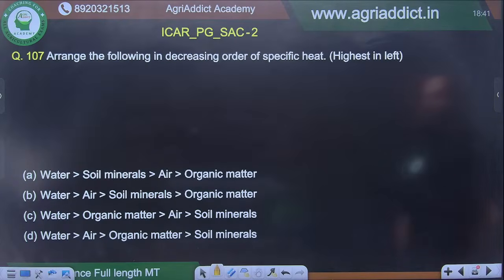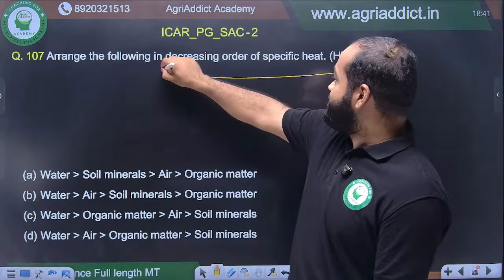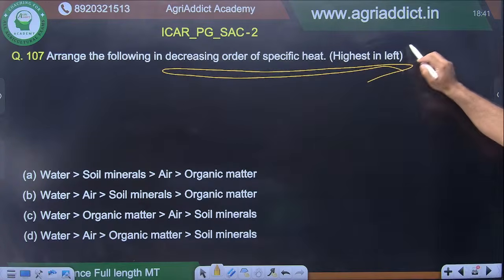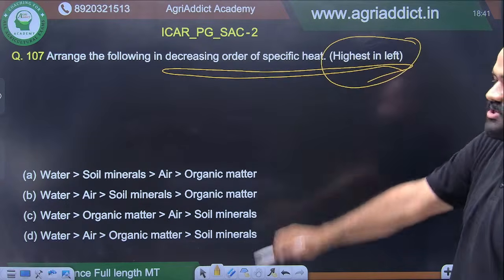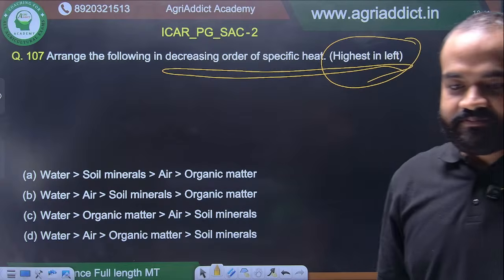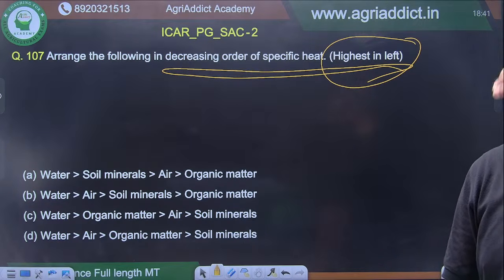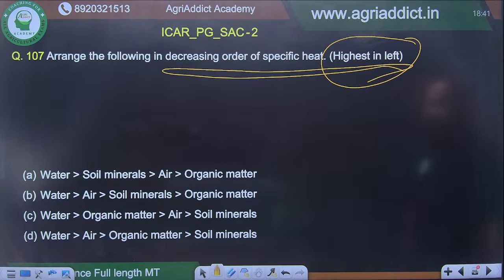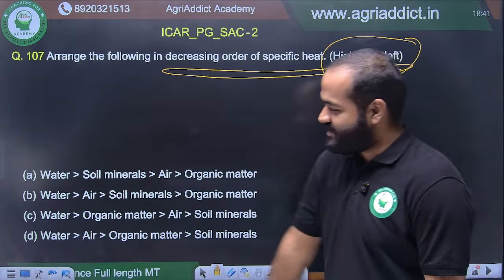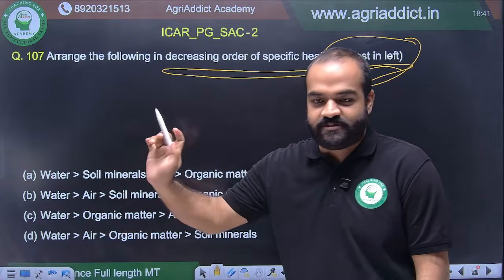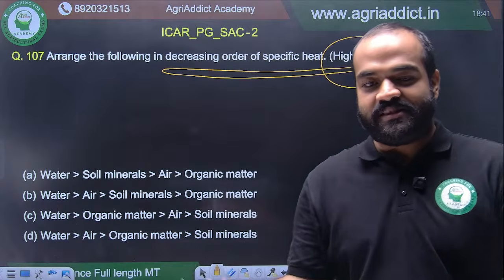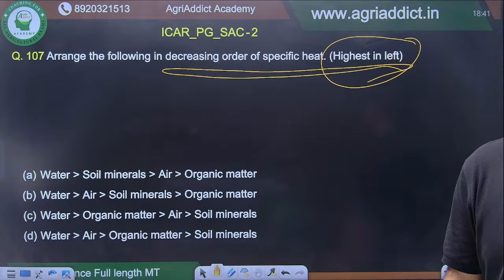Arrange the following in decreasing order of specific heat. The question setter was very kind. He has given you the instruction also: highest in left. Tell me quickly. This is extremely easy. We were discussing specific heat a little while ago, so the one with the highest is at the leftmost in all the options. Now tell me what comes after that. We have just discussed that also.